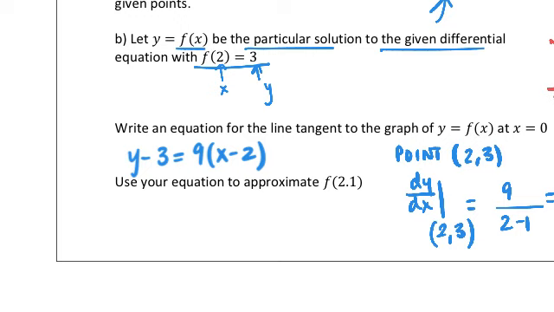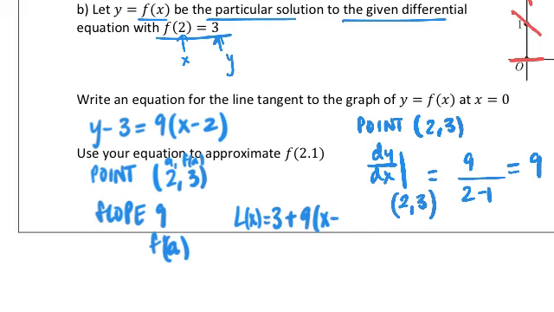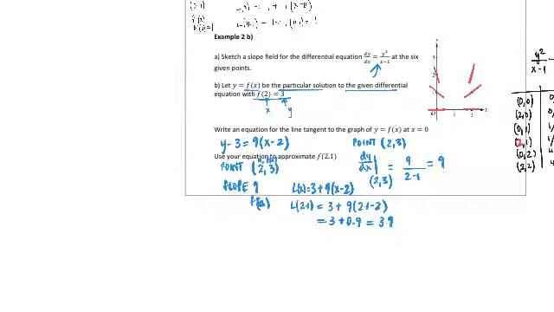And then for the linear approximation at 2.1, my point is again (2, 3). So this is my a, f of a, and my slope is 9. This is my f prime of a. So then the linear approximation L of x is going to be f of a, which is 3, plus f prime of a times (x minus a). And if I'm trying to approximate 2.1, then I just put 2.1 into the linear approximation equation, and I get 3 plus 0.9, or 3.9 would be my approximation.